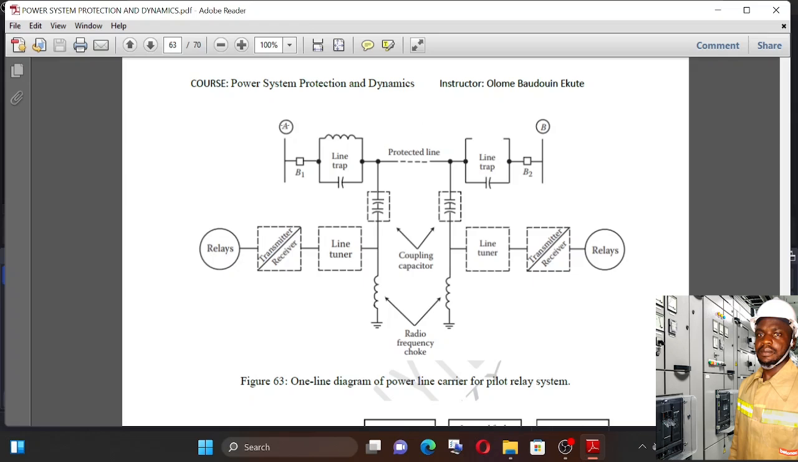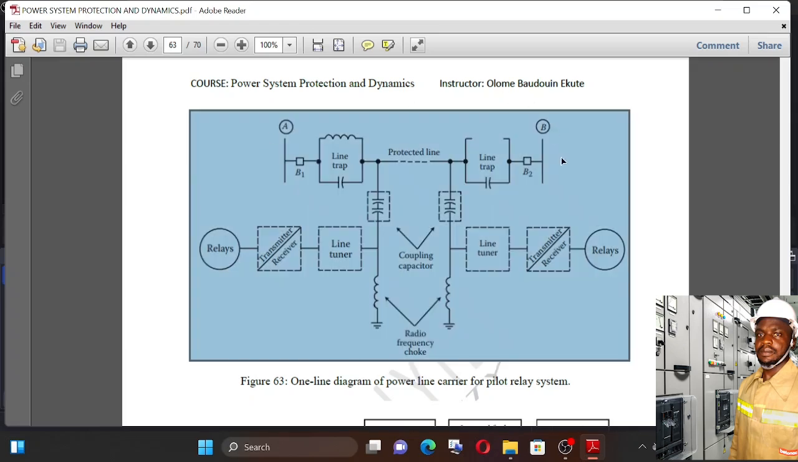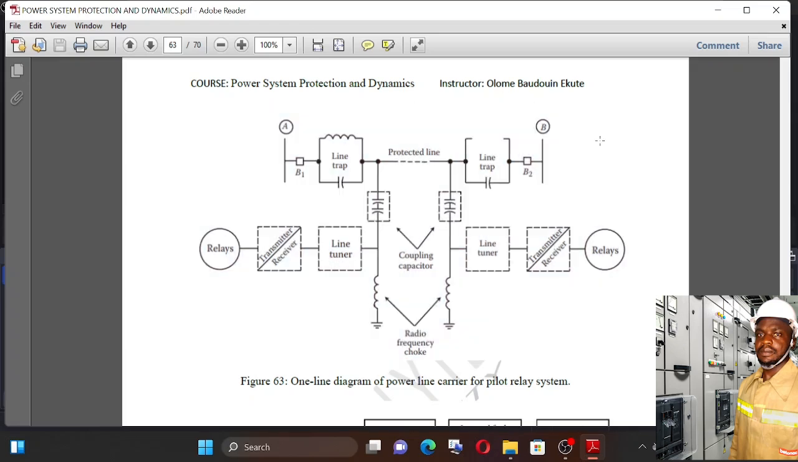Okay, right. External fault might mean a fault beyond bus A, that means before this bus A, or after bus B. So they won't protect for those faults. So those are the uses of those line traps, because they are set at the carrier frequency in order to ensure that they only protect for internal faults.